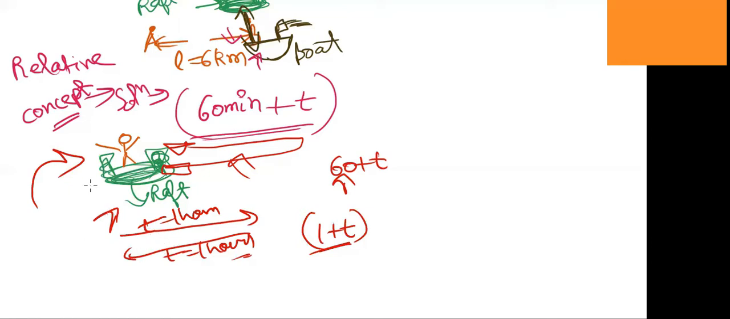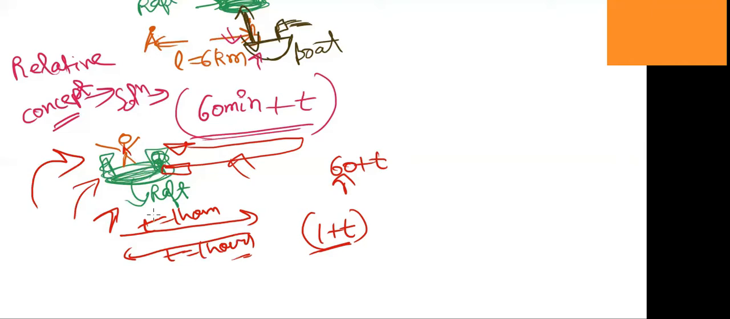Why? Because the raft is moving with the velocity of the river, because it's not having its own engine, okay. So whatever the speed of the water is, it will be the same as the speed of the raft. So when we are on this frame, the river has stopped, the raft has stopped, okay, simultaneously.